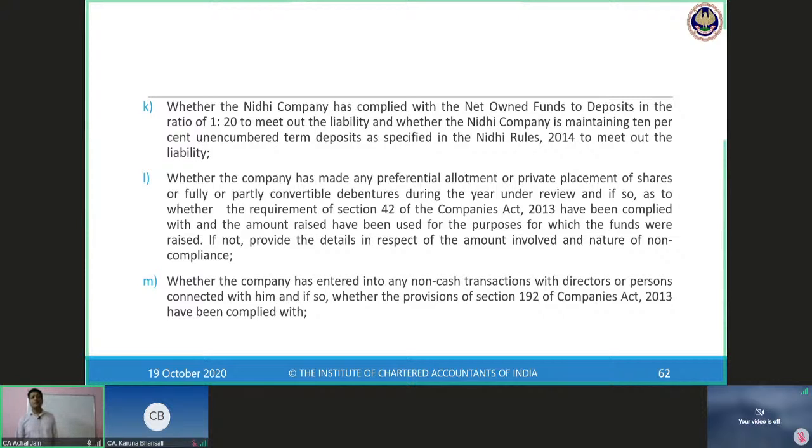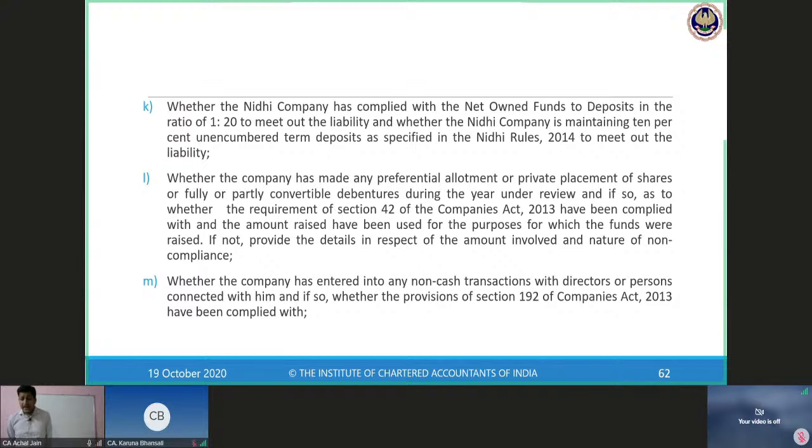This specified type of NBFC. And by bringing all of these points into the audit report, again, the stakeholders will be aware of any of these types of situations.